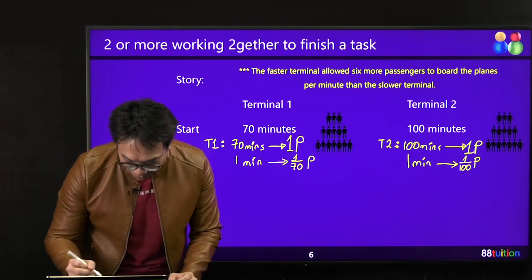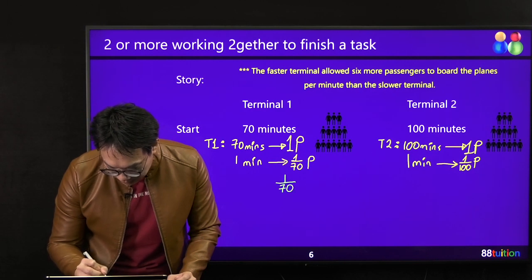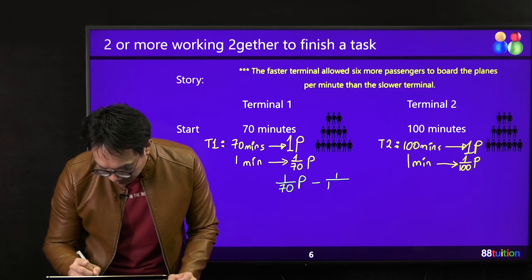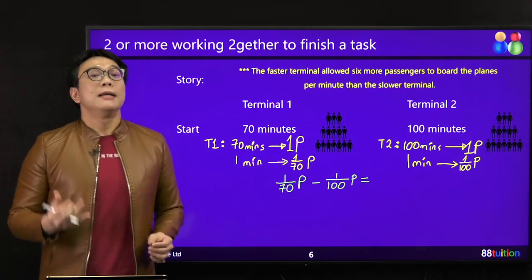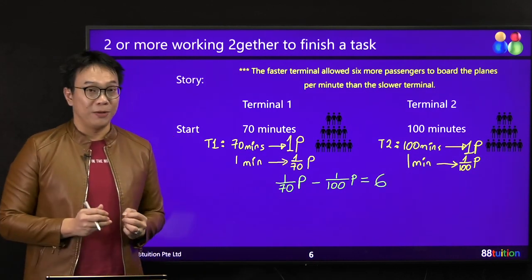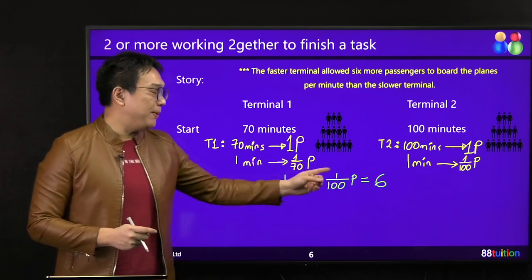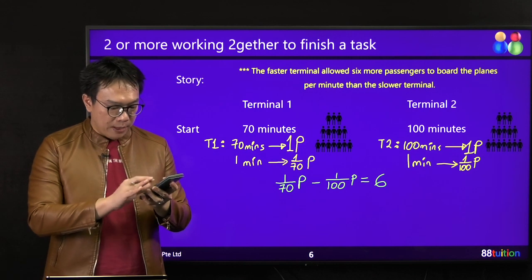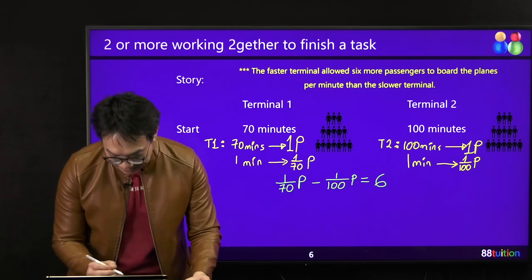So actually you can come up with this. You can say that 1 out of 70, this is from the faster terminal, minus away the slower terminal. All right. So there's a difference? Yes. And what's the difference? The difference is 6 passengers. You know this, this is a little bit like algebra. P and P are the same family. You can minus. Sure, go ahead. 1 over 70 minus away your 1 over 100 equals 3 over 700.